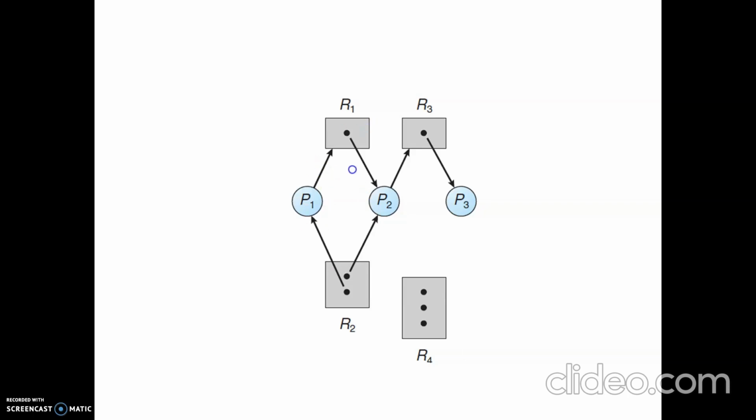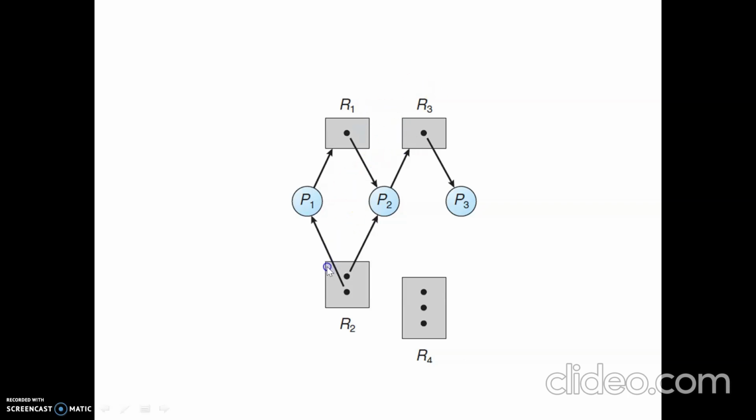And there is an arrow from R2 to P2, which means the second instance of the same resource is currently held by process 2. Now there is also an arrow from P1 to R1, meaning that P1 is waiting for R1, and R1 is actually held by P2. Similarly, P2 is demanding R3, which is being held by P3. The question now is whether we can say there is a deadlock from this graph. The answer is no, because there is no cycle.